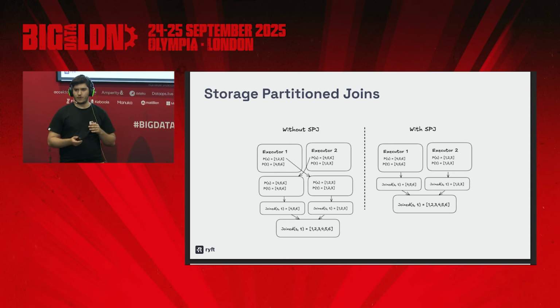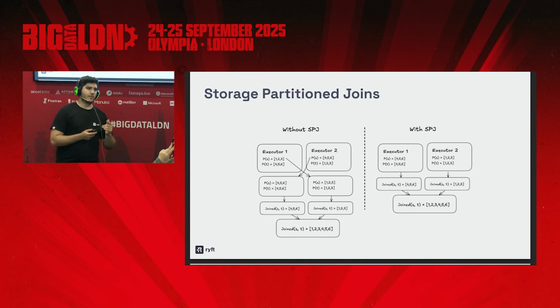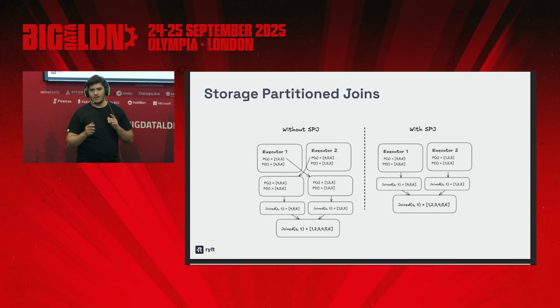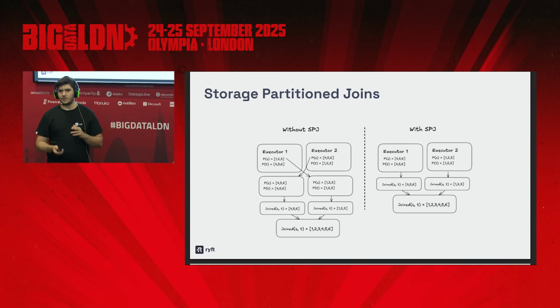Now we talked about the overwrite phase. Let's talk about the join phase. Joining is a very costly operation, and Spark has this hidden optimization, not very hidden, but it's hard to get to, which is called SPJ.